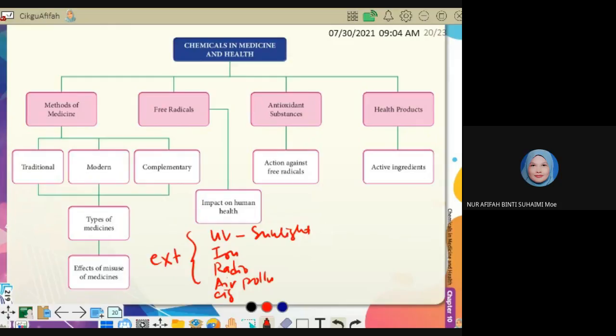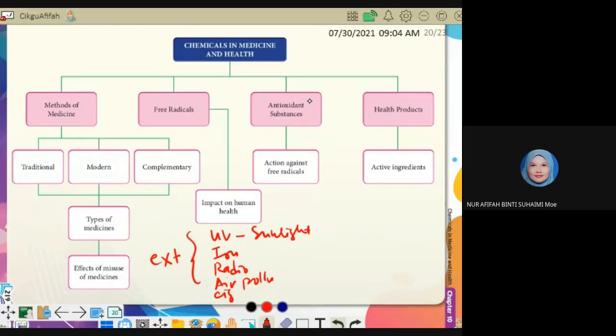Kita tak sedar, kita keluar rumah, kita pergi sekolah awal sangat, tak ada matahari lagi. Balik sekolah, so you are exposed to the ultraviolet, exposed to the sunlight. So when you are exposed to the sunlight, it will cause oxidation process in your body that will produce free radicals.